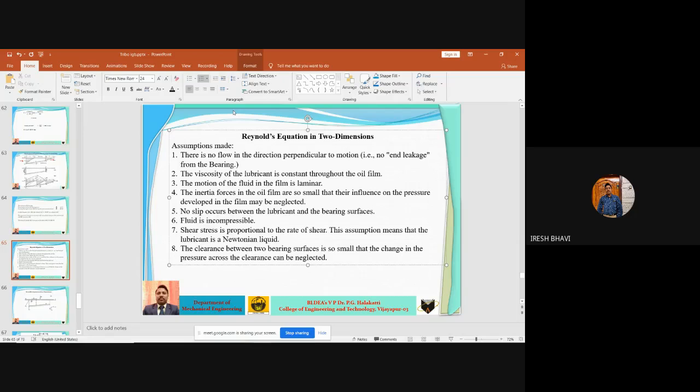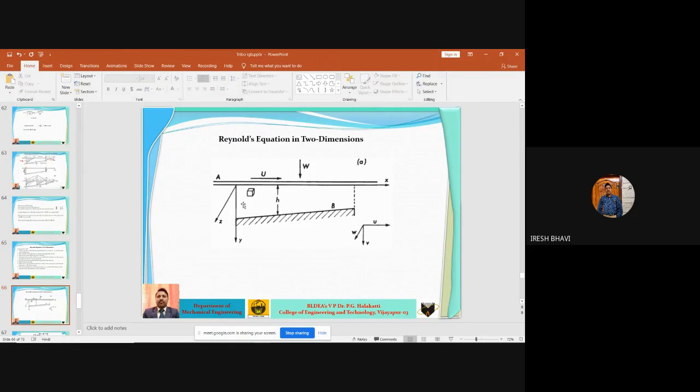Then the second assumption is that the viscosity of the lubricant is constant throughout the oil film. Means what? Everywhere inside the bearing, the viscosity of the oil remains constant. Oil viscosity does not change from point to point. That is the second assumption.